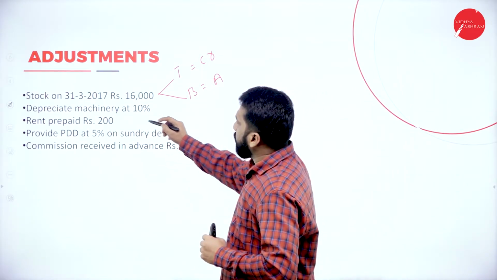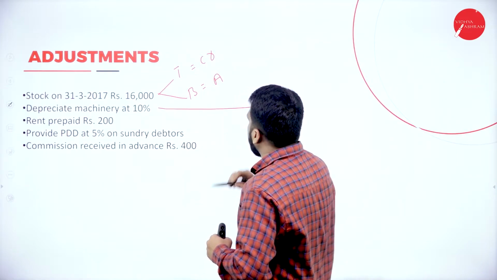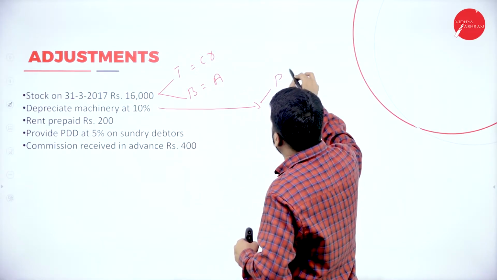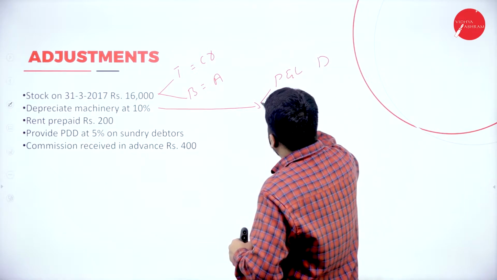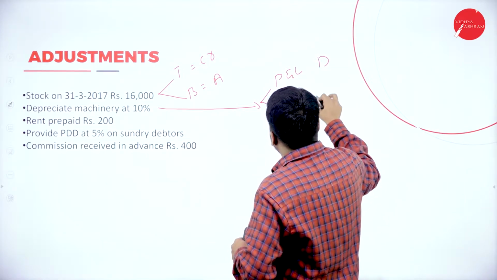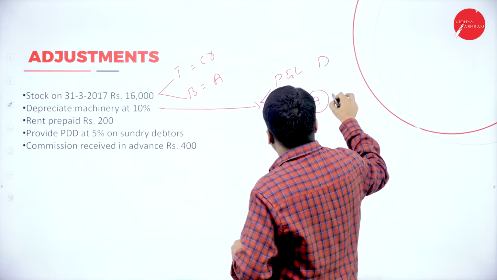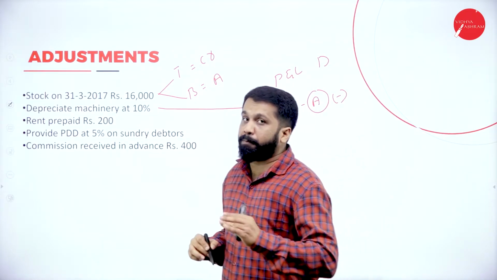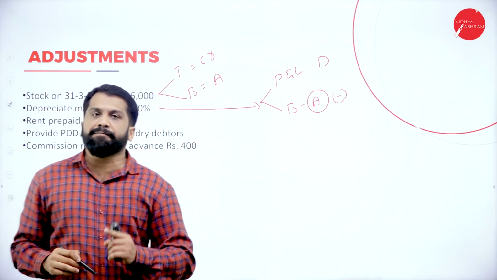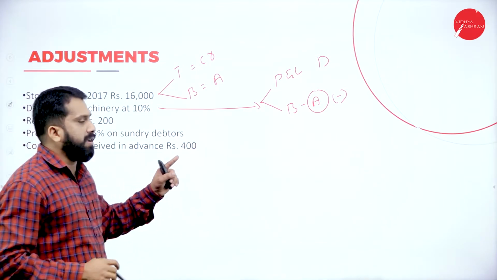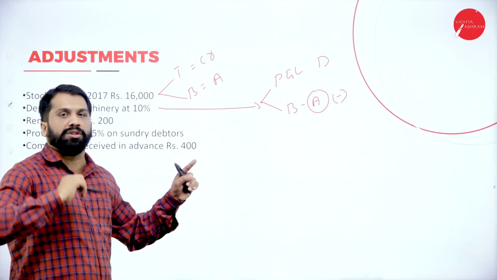Now, depreciate machinery. One will be P&L debit, another one will be balance sheet asset. In the asset, you are supposed to minus. From which will you minus? If the information is about machinery, you should minus from machinery only.